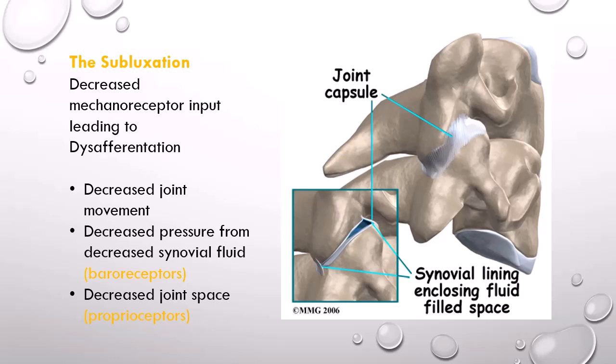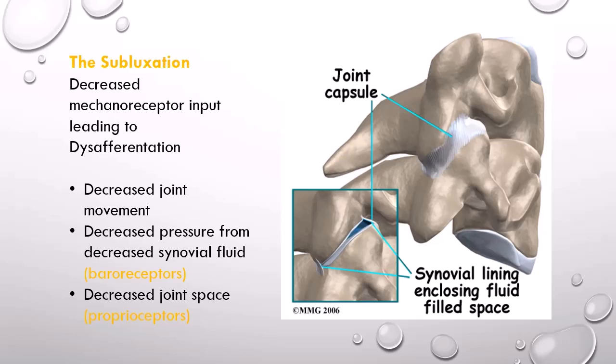Here's how. Looking at the subluxation, we have decreased mechanoreceptor input, which could lead to disafferentation. The first way we have decreased mechanoreceptor input is simply because we have decreased joint movement. The joint doesn't move, there's less mechanoreceptors being fired off. Those mechanoreceptors would not stimulate the A beta fibers, which will carry that mechanoreceptor sensation into the posterior horn of the cord. And we showed you in previous slides how important that is.